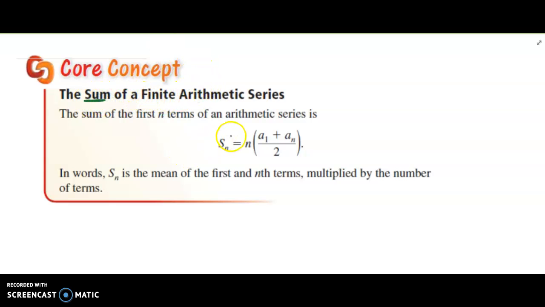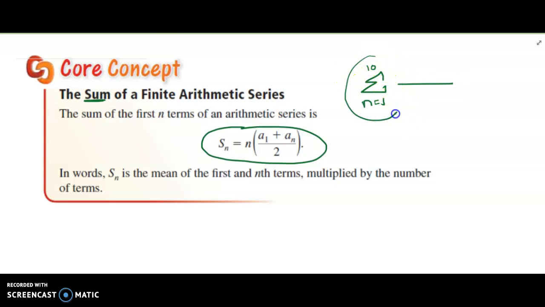Okay, so the sum of an arithmetic series, and remember, we can usually write this as n equals 1 to whatever, 10 if you will, and then this is the summation. We would use this when we see something like this. We're just going to add all the terms from 1 to whatever, in this case, 10. So here we're going to add up all the terms from 1 to n. And whenever we have this, we can use this formula.